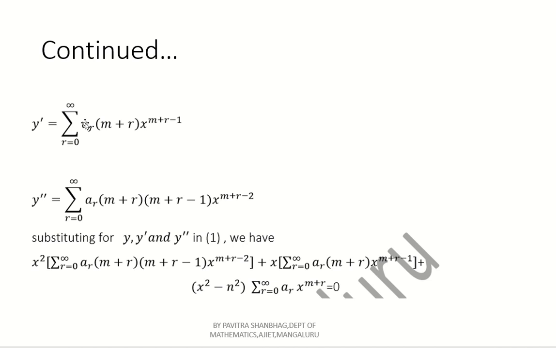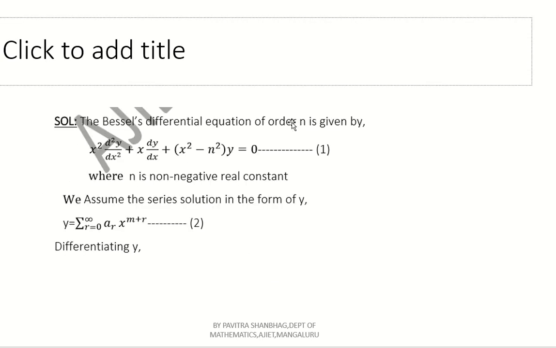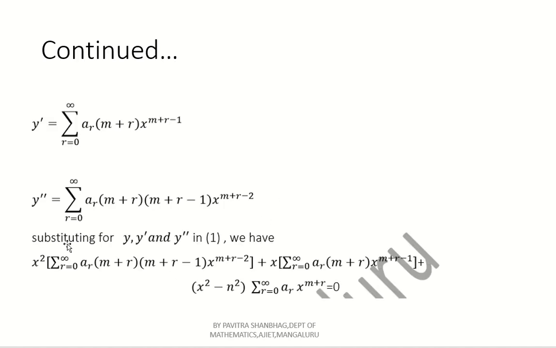Now after finding y' and y'', you have to substitute all the terms y' and y'' in the given expression, this one, right? What is y? Summation r from 0 to infinity a_r x^(m+r). So wherever there is y, replace this. Similarly wherever dy/dx, replace the y' term, and wherever d²y/dx², replace the y'' term. So substituting for y' and y'' in expression 1, what will we get? Write the expression.